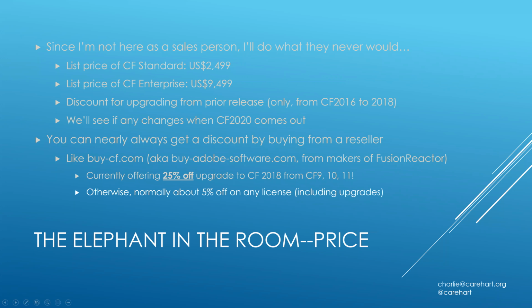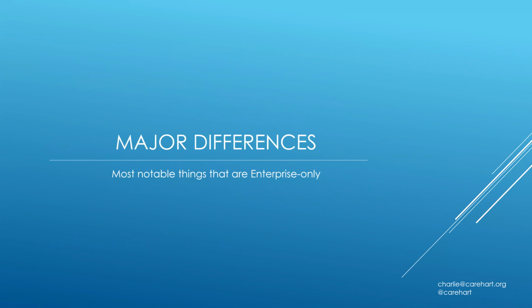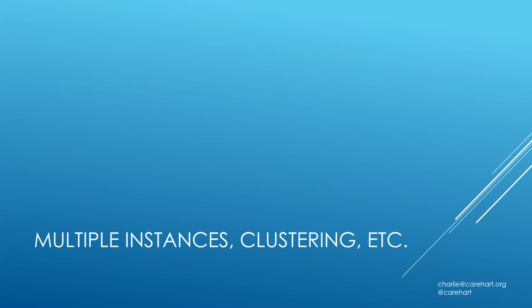And then otherwise, once that program ends, it's 5% off pretty much any license, upgrade or full. So check out the website for more. I just want to highlight that when you are talking about buying, that's a great site to be paying attention to. All right, let's move on to the differences now. First, we're going to talk about the major differences, the most notable things that are in Enterprise only. And again, I think if most people were asked, the number one thing they would think of is, yeah, multiple instances and clustering.